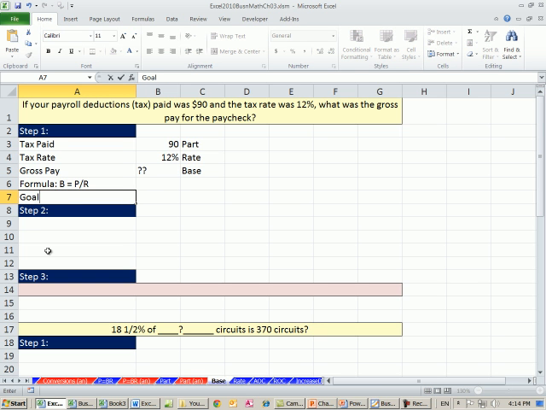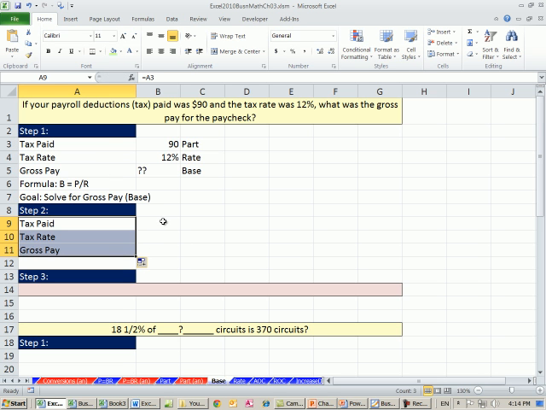And then the goal is to solve for gross pay, the base. All right, now I'm going to come down here. I'm going to say equals this, and I'm going to copy it down. I'm going to say equals this.